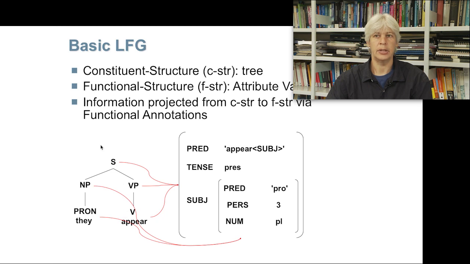This tree, the C structure, is annotated with functional information, functional annotations, which then result in the functional structure, the projection of the functional structure, which is shown to the right here. What the functional structure says, it's an attribute value matrix, an AVM, and it says there's a main predicate, and it's appear, and it's a subject. And there's tense present, and the subject is pred pro, person 3, and number plural.